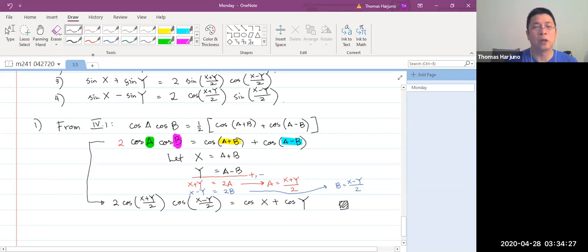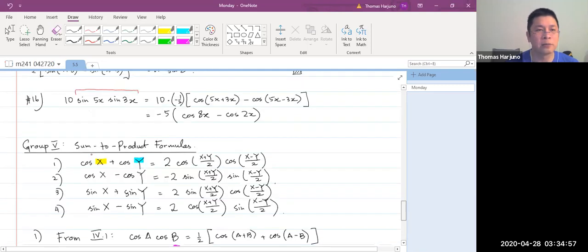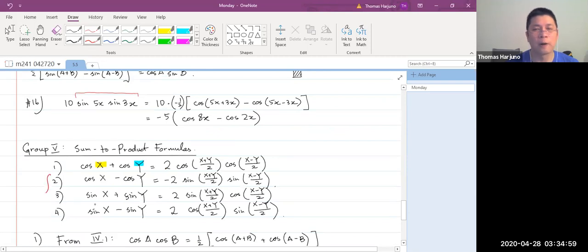The thing is, you can apply this technique of substitution, this method, to the other formulas in group 5: 5-2, 5-3, and 5-4.